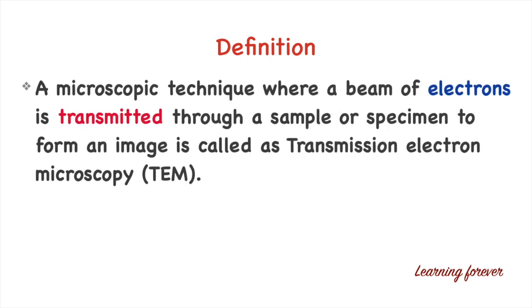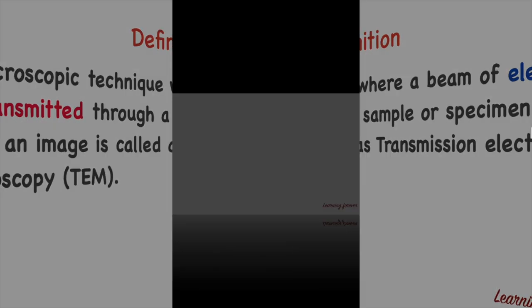Let's see the definition. A microscopic technique where a beam of electrons is transmitted through a sample or specimen to form an image is called transmission electron microscopy. So the important point to remember in case of TEM, that is transmission electron microscopy, is the transmission of the electrons. The electrons are transmitted through the sample and these electrons help to form the image.